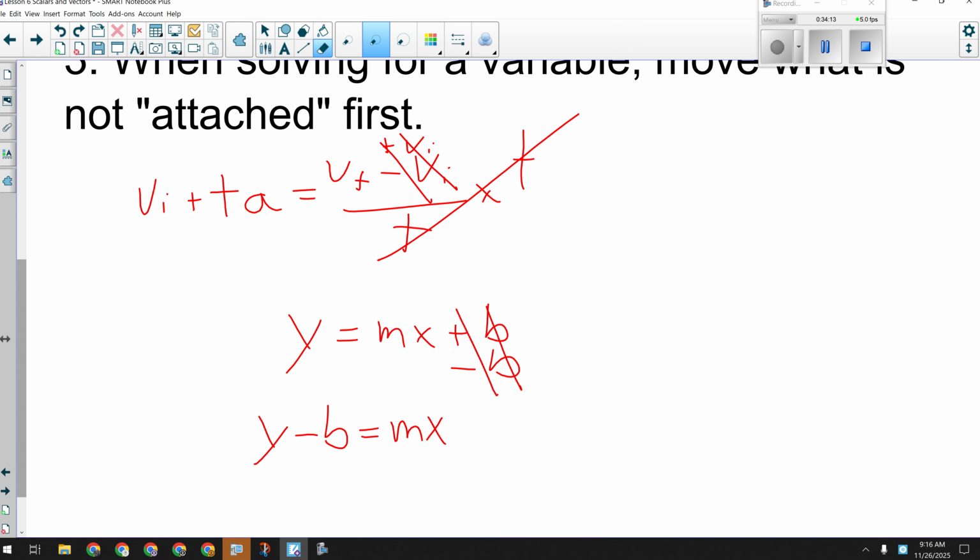Divide. Okay, so I need to divide both sides by x. Okay, x divided by x is 1. Okay, divide this side by x. Boom. I've isolated m.